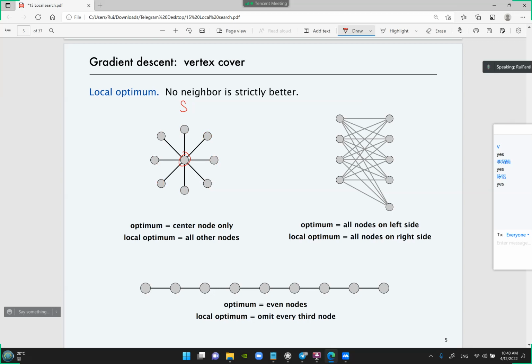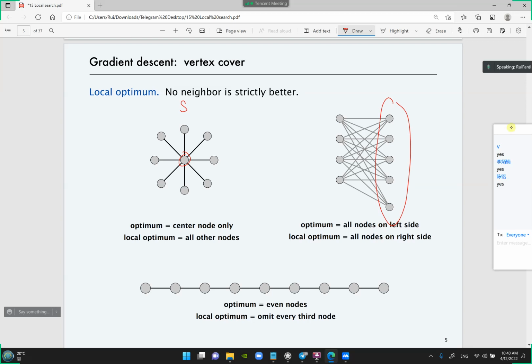Okay. All right, and likewise, if you look at these other examples, I'm not going to go through them in detail, but in the second example, you have a bipartite graph, and a local optimum would be that you can pick all of the nodes on the right-hand side. So let's say the right-hand side is larger than the left-hand side. Okay, then the right-hand side is actually a local optimum.